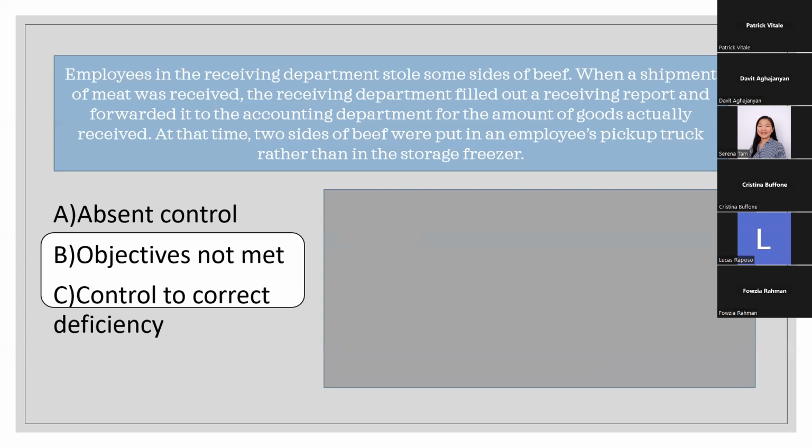This one should be relatively easy, right? We're working in the beef industry, and people are just stealing the beef. They're leaving outside with it. Yes, so David says physical and logical control over assets. Yeah, so that's number 3, physical control. So what's the objective that's not met?